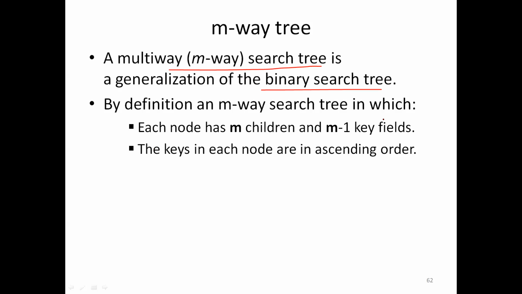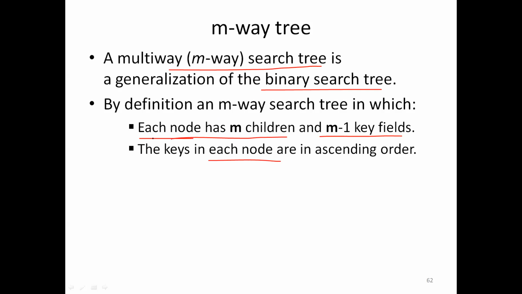I can call the multi-way tree as the binary search tree. I can call both ways. By definition, what is an m-way tree? Each node has m children and m minus 1 key fields. The keys in each node are in ascending order. Okay, this we have seen.